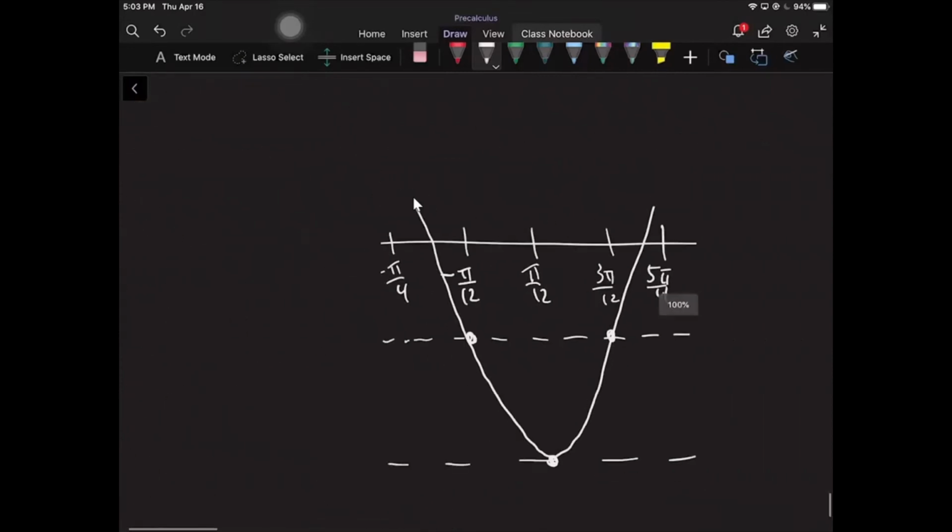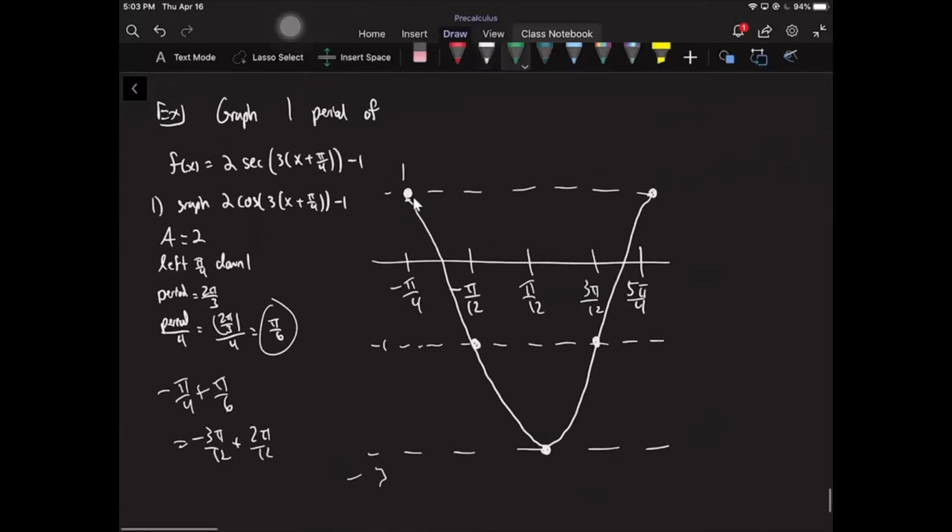Okay, so then secant, I'll do in green. So wherever cosine hits the middle, that's where the vertical asymptote has moved to. So it's going to be here at negative pi over 12.